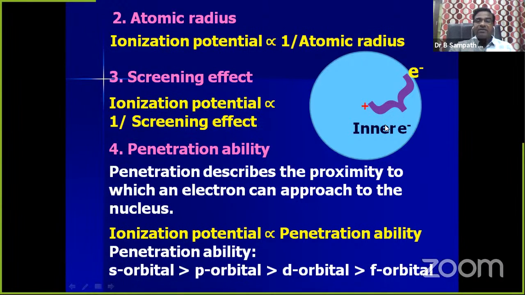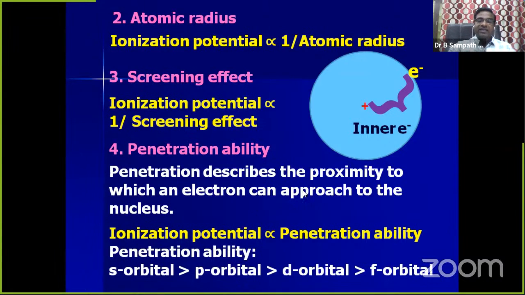In the second orbit, s orbital and p orbital are there, that is 2s and 2p. In the third one, 3s, 3p and 3d. In the fourth one, 4s, 4p, 4d and 4f. Among these orbitals, which orbital is very close to the nucleus? The s orbital. The s electrons, which are very close to the nucleus, are strongly attracted towards the nucleus, which we call the penetration ability.